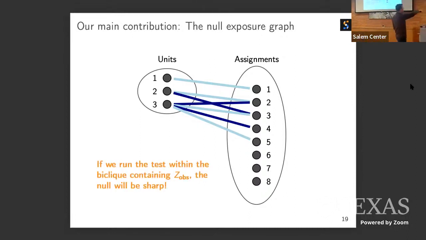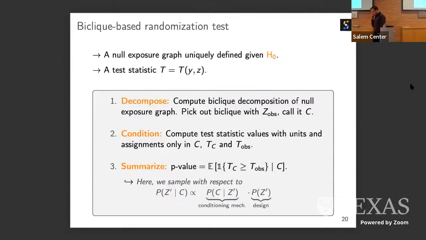And what I'm going to claim, and what we see, is that if we actually run our test, so if we run our spillover hypothesis, if we test that hypothesis within this biclique, we can actually impute all of my potential outcomes. So the test, to be very specific, conditioning on this biclique is sharp within this set of units and the set of assignments. So this is how we're going to construct a test for our spillover hypothesis. We're just simply going to condition on a biclique of the null exposure graph, and then we're just going to run a test within that biclique. And then that gives us our answer for the test of this null hypothesis, all right?